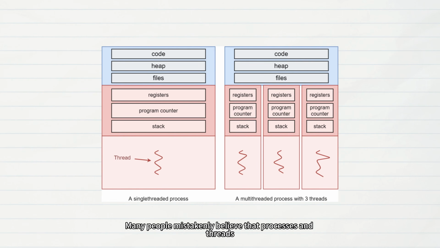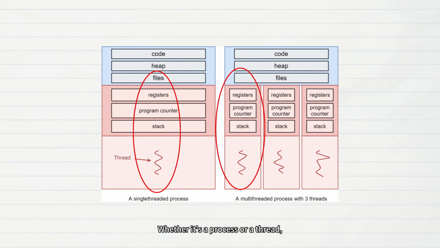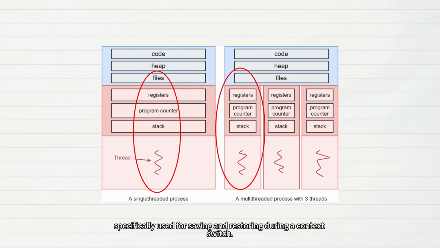Second, in Linux, a thread is a task. Many people mistakenly believe that processes and threads are 2 different things inside the kernel. But in fact, Linux doesn't have a dedicated thread structure. Whether it's a process or a thread, they look the same inside the kernel. It stores the thread state, priority, scheduling information, kernel stack address, and a complete backup of all registers, the context snapshot we just mentioned, specifically used for saving and restoring during a context switch.